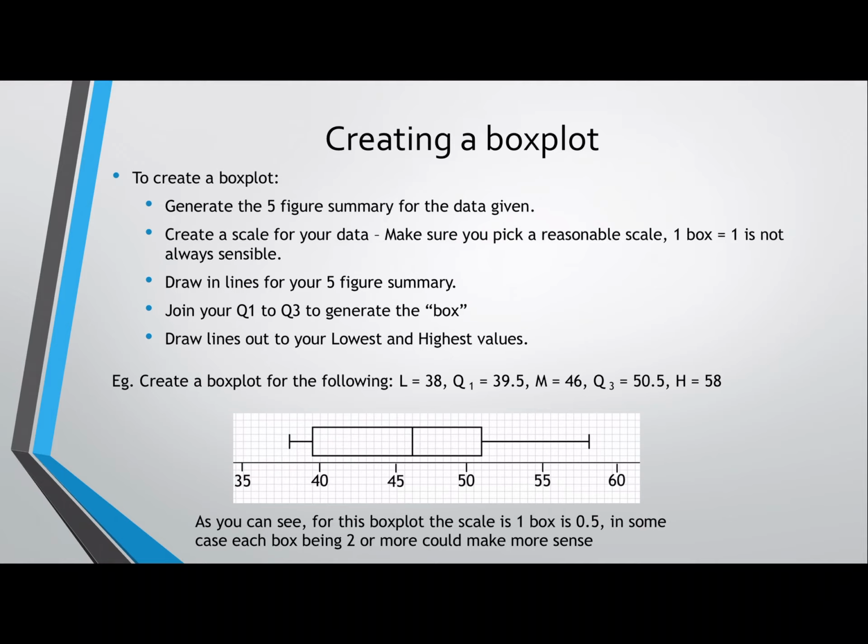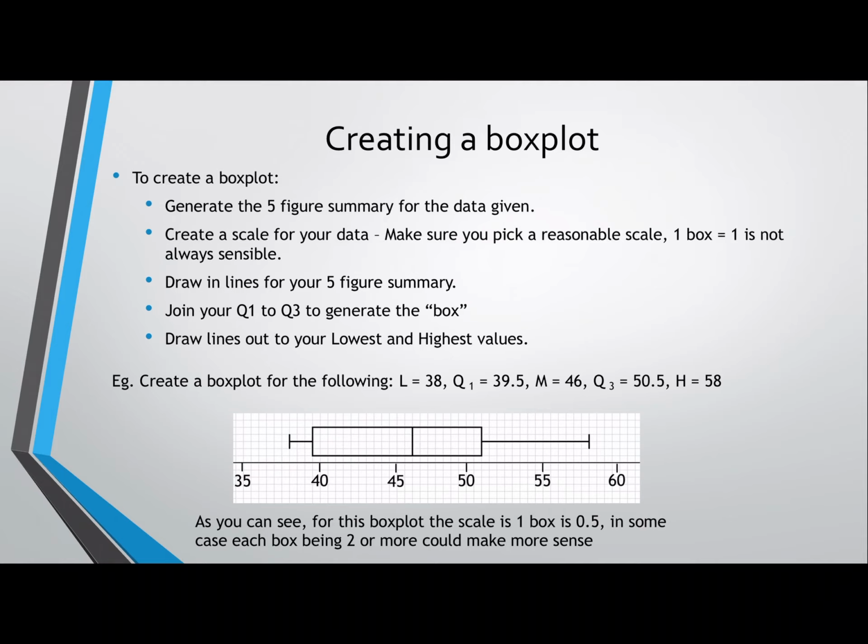When I was doing this, if you go along, we count up to 38 and make a little line at 38, we make a line at 39.5, we make a line at 46, and one at 50.5, which I can see is actually incorrect. My box plot's not right, but I think what's happened is my 50 at the bottom is in the wrong place.